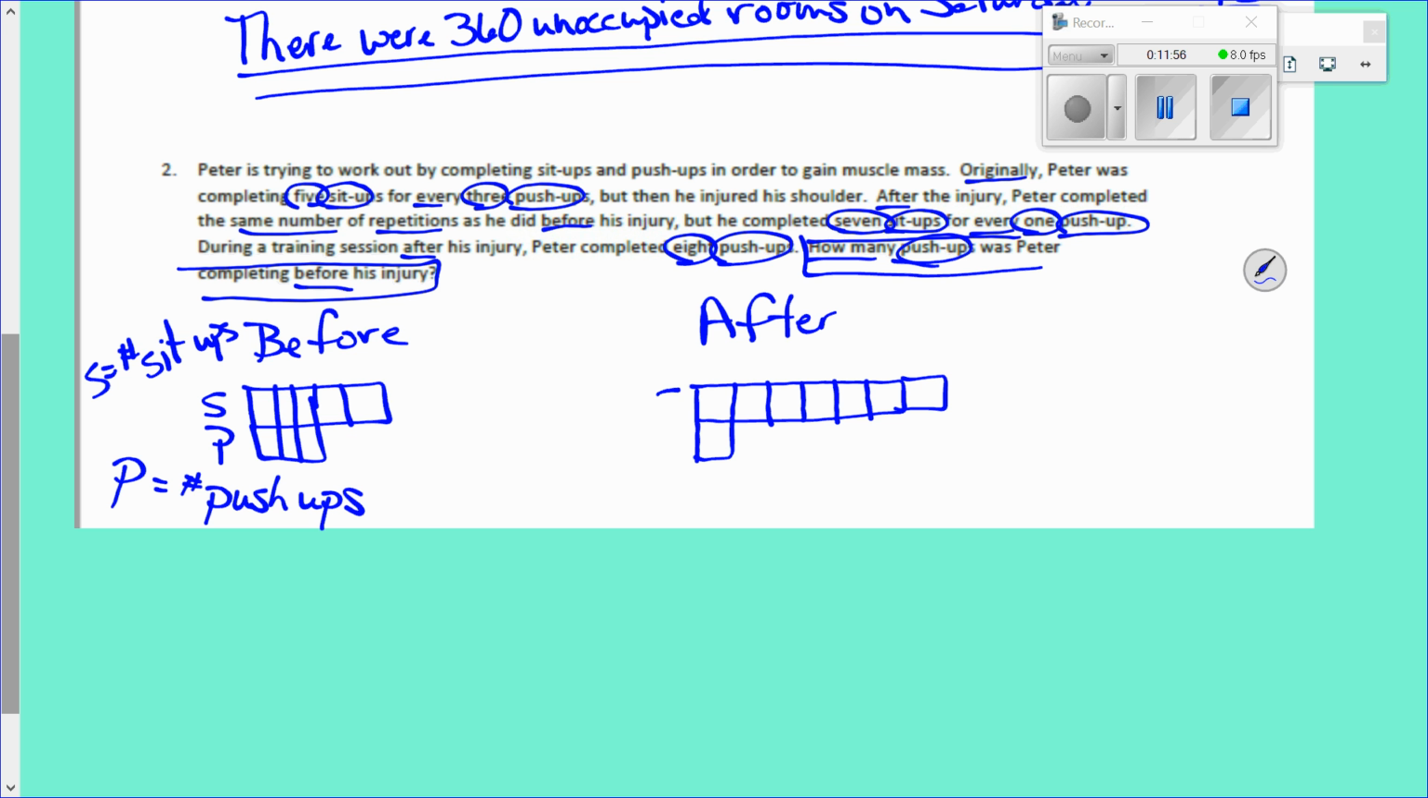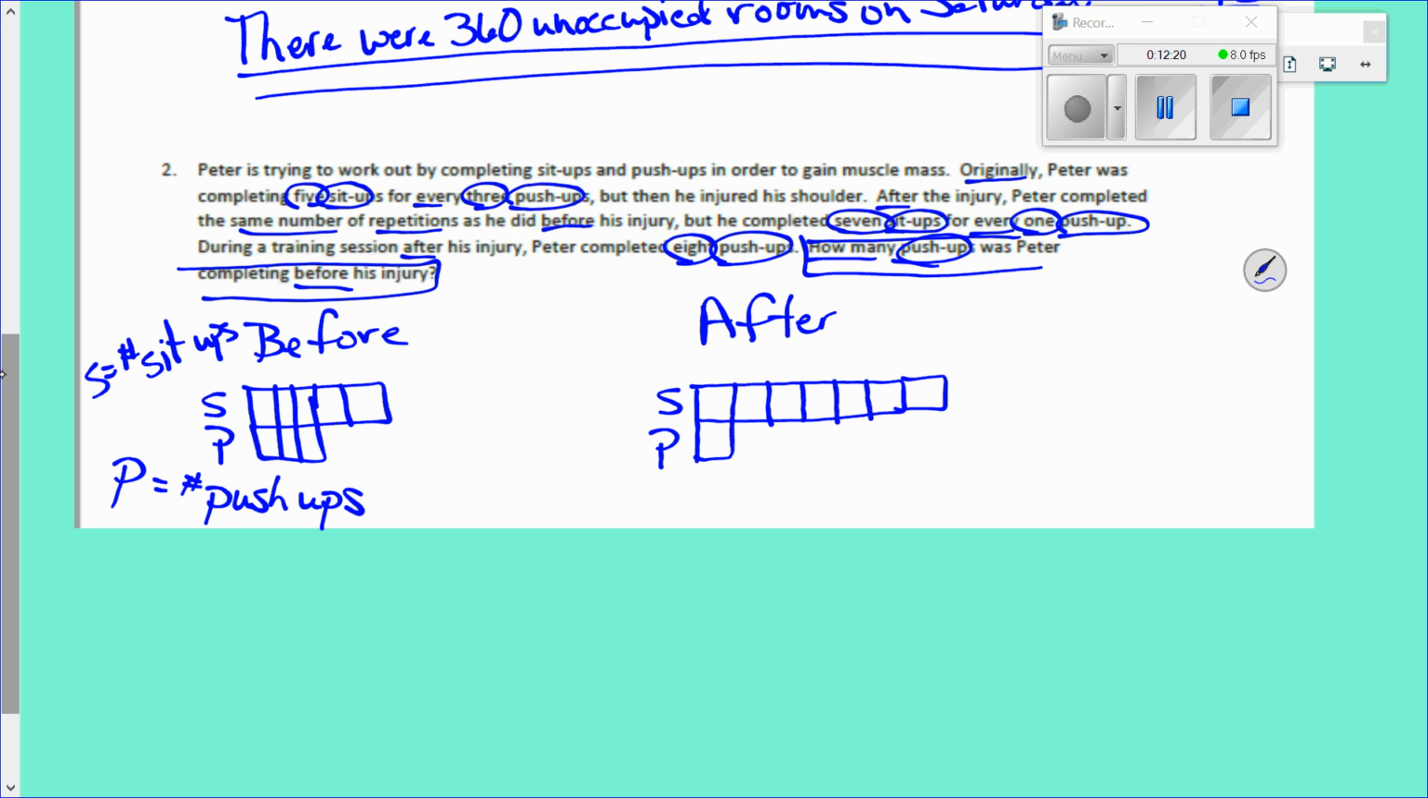And then this again is S and P. I don't have to re-identify my variables because I've already identified them. Now, they always have to give us that last piece of information that ties it all together. What was it in this case? Emma? 8 push-ups win, because that's also really important.